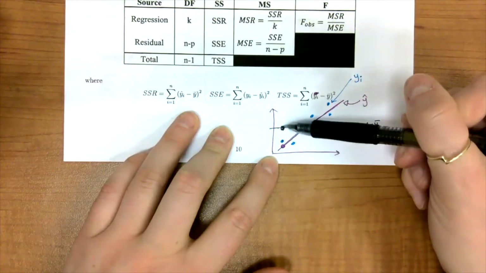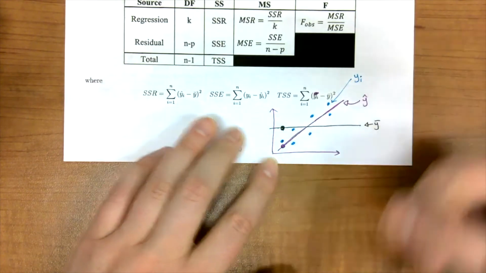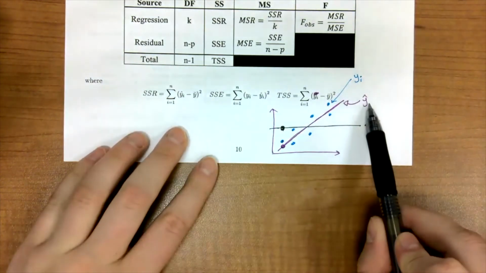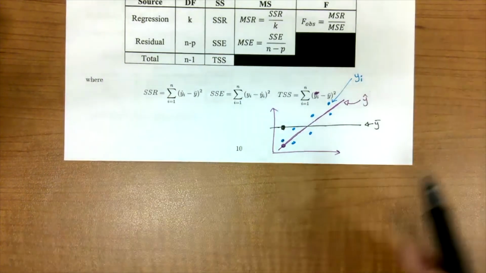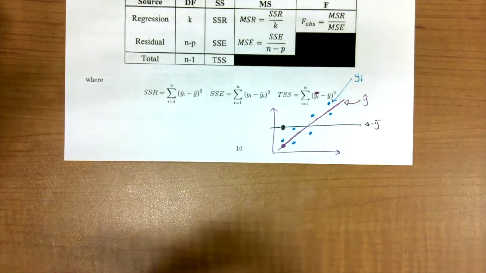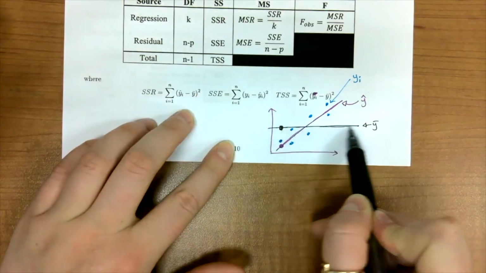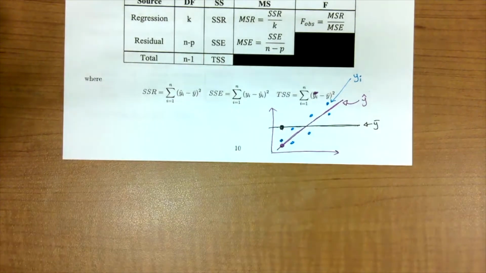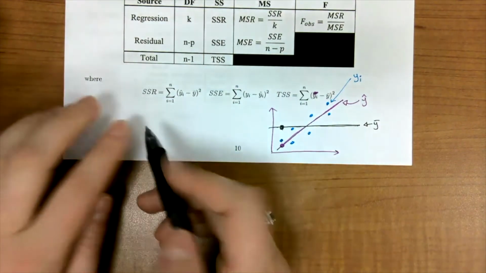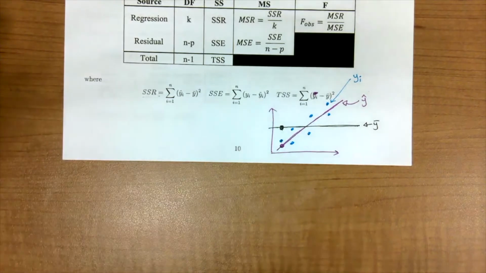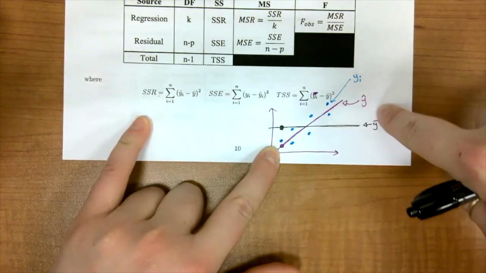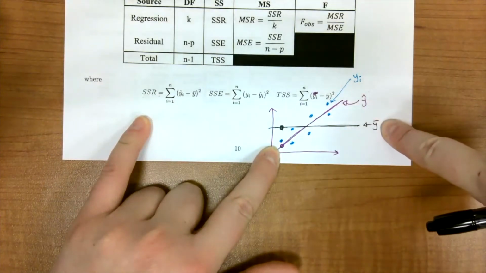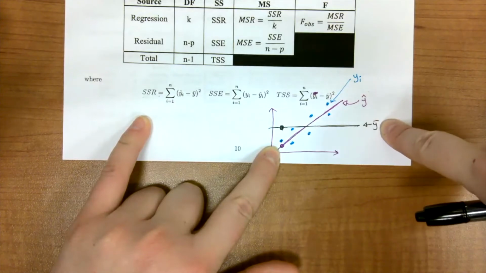If this is a big difference, then that's going to tell us that our predicted or estimated model is actually describing the data better than if we had no model and just took the average of our data. So when we have a large sums of squares regression, our predicted line is going to look very different than our overall mean.